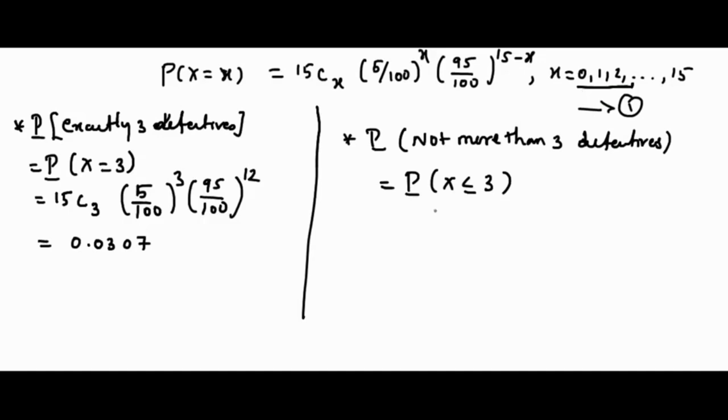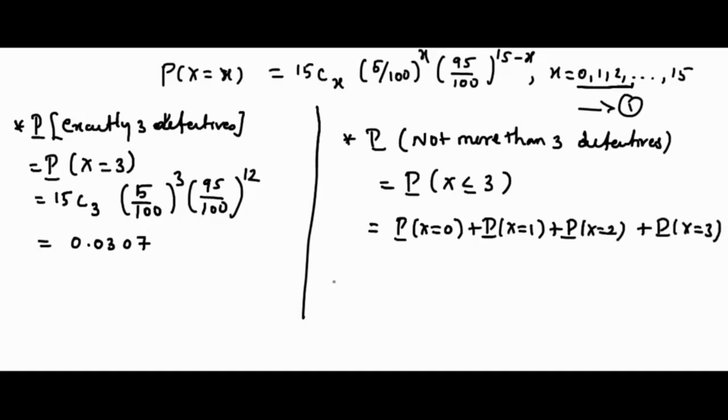So what is another method? We can write this as 1 minus the probability of x greater than 3. X greater than 3 means we take the values 4, 5, 6 up to 15. It is a lengthy process. So I am going to write the probability of x equal to 0, plus the probability of x equal to 1, plus the probability of x equal to 2, plus the probability of x equal to 3. Adding these four values, we get the final answer.